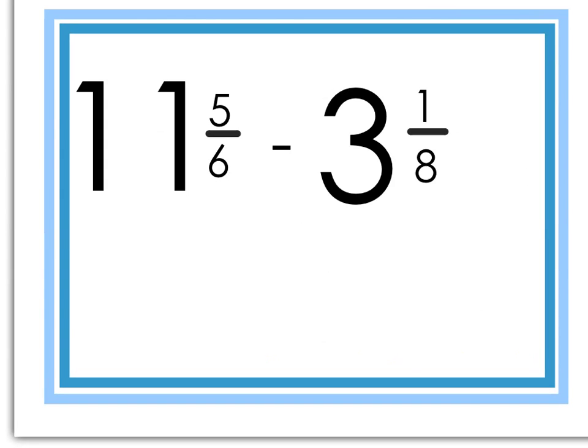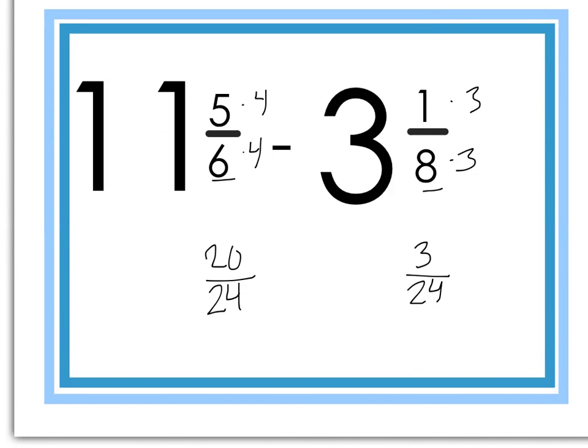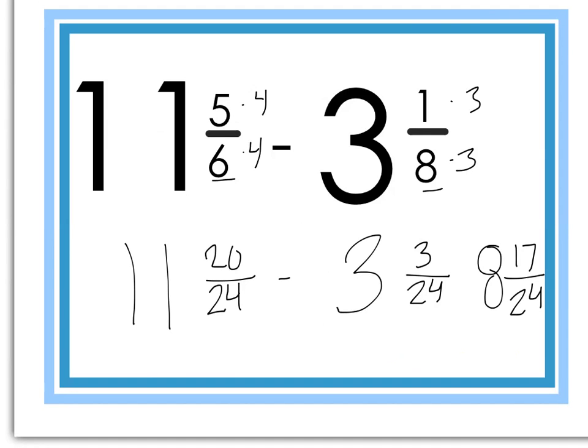Alright, here's another example of when you need to borrow. So I'm going to change my denominators first to find out that I need to borrow. So let's change these both to 24. When I change these, this one's times 4, this is times 3, so I'm going to times by 4 on the top, I get 20, times by 3 on the top, I get 3. Oh, this is not a borrowing problem. Excellent. So I'm just going to carry on. 20 minus 3 is 17 over 24. 11 minus 3 is 8. Sorry for the delay there. This is in simplest form, so I'm done.